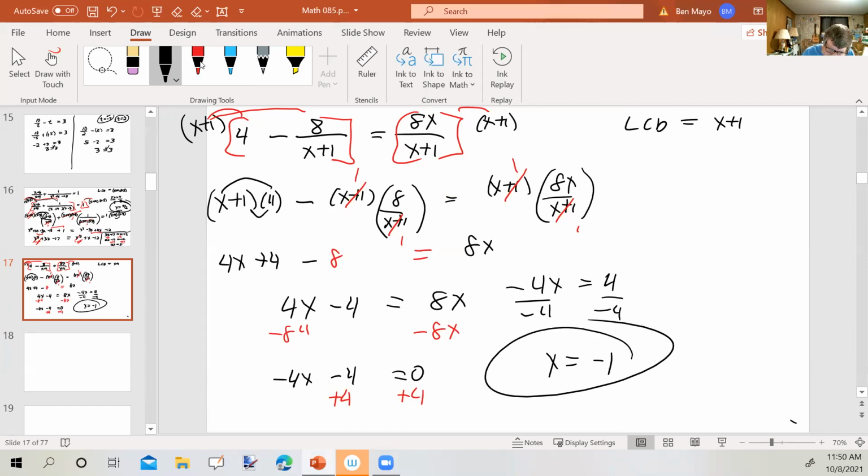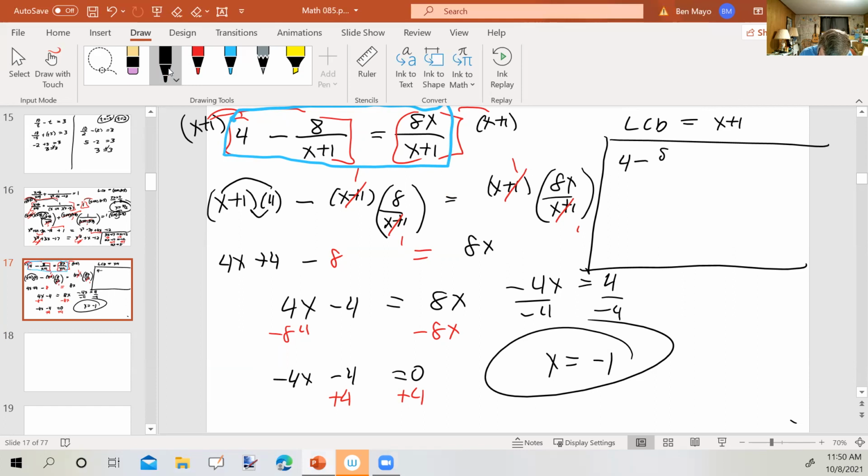Okay, let's take this original equation and let's put negative 1 in the place of x. What do we get? We get 4 minus 8 over negative 1 plus 1 equals 8 times negative 1 over negative 1 plus 1, which is 4 minus 8 over 0 equals negative 8 over 0. Oh, our solution doesn't work, because dividing by 0 is undefined. So there is no solution.